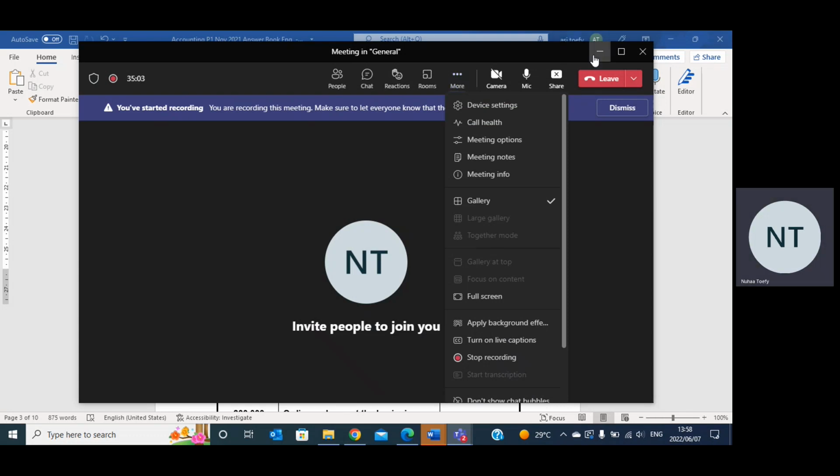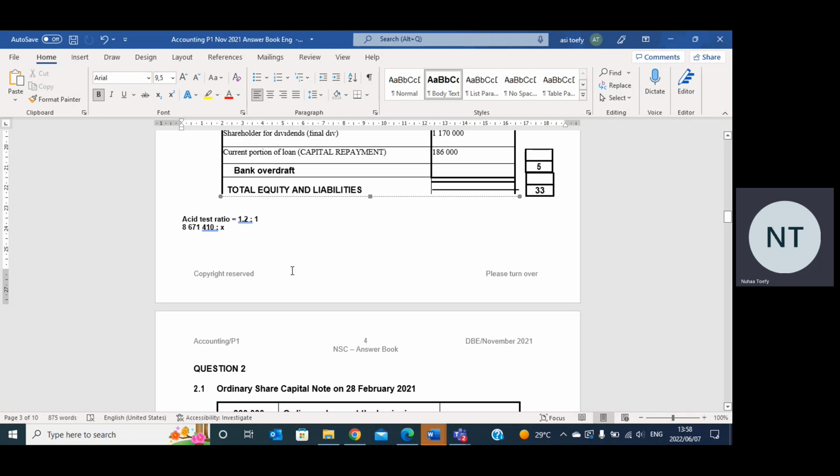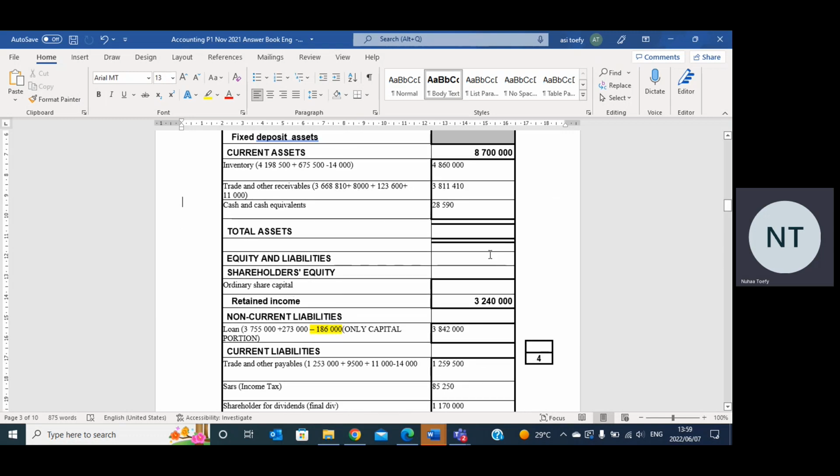Right. So now I just wanted to, sorry, I was just calculating, making sure my calculation was correct. 4860 plus 3811410. I knew I was using the wrong amount. Sorry, guys. It wasn't these two. Remember, it's subtracting your inventory. So it's these two together.